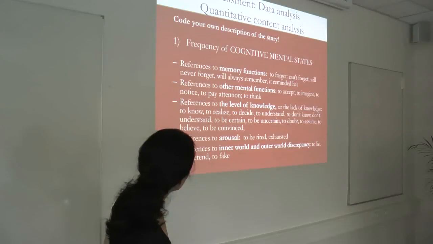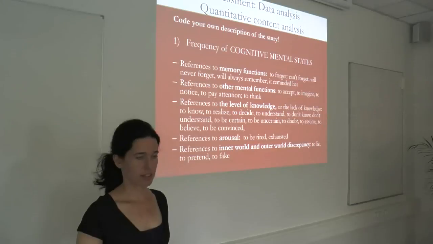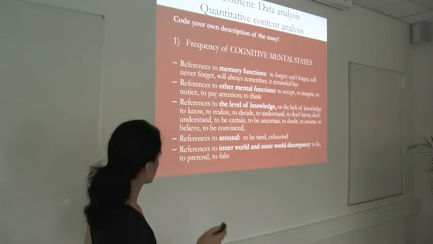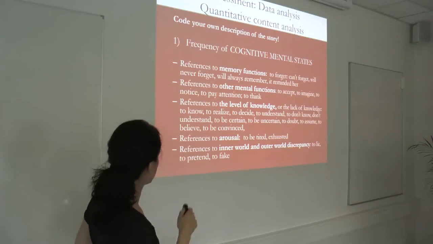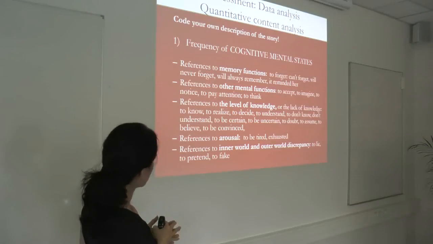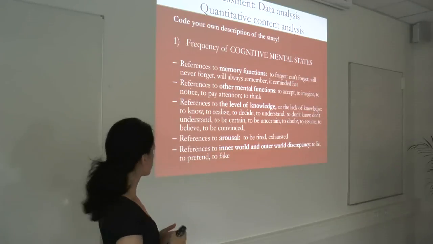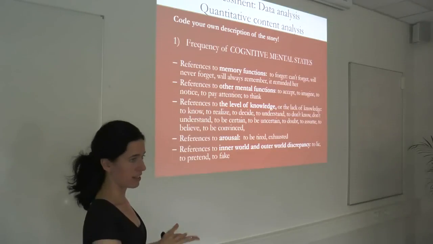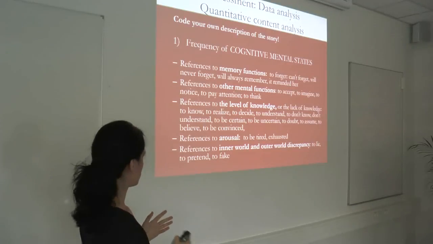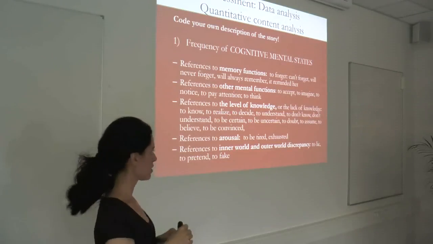So cognitive mental state was any kind of memory function, when they said that the little girl will never forget her father, she can't forget, she will always remember him, and so on. Other mental functions like to accept, to imagine, to pay attention, to think, to notice, the level of knowledge, the lack of knowledge that the daughter had, to realize, to decide, to understand, to be certain, uncertain, to be convinced that the father will come back, and so on.